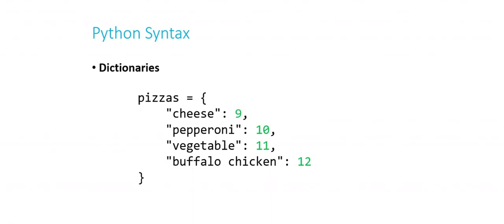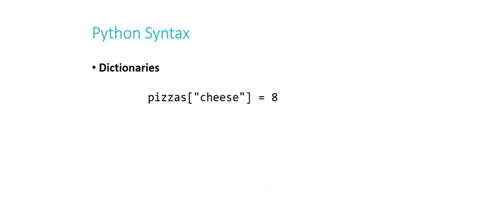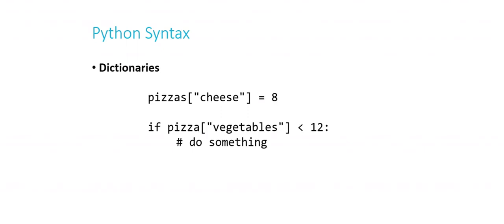I can change the value of different key value pairs in the dictionary as well. So I could say pizzas, square bracket, cheese equals 8. And now the key cheese is not associated with 9. It's associated with 8. I could use the different keys in my dictionary in Boolean expressions like this. If pizza, square bracket, vegetables is less than 12, I could do something. I can also add new key value pairs to the dictionary without having to do anything crazy. Pizzas bacon, that key didn't exist before, equals 14. Now we have a dictionary that has 5 different key value pairs in it. Again, pretty straightforward to do.